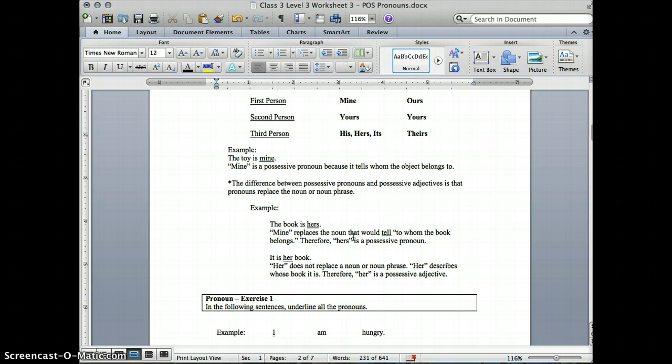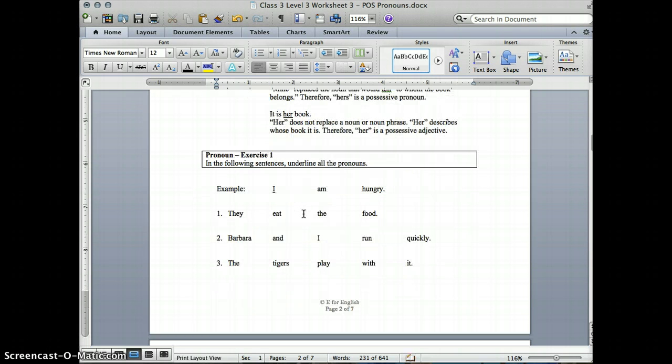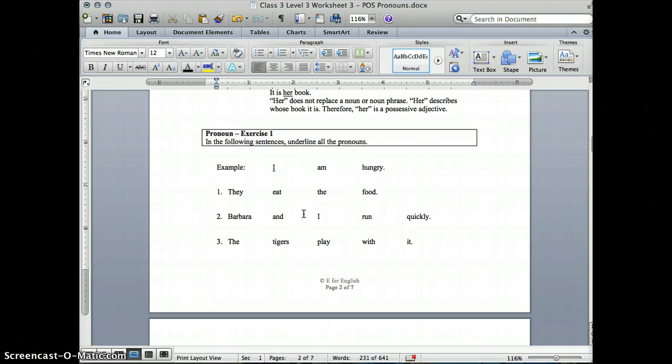If that's still a little confusing for you, don't worry about it. Let's just get through the worksheet. So first, let's look at exercise 1. In these sentences, we have to underline all the pronouns that we can find. So instead of underlining, I'm actually going to be highlighting them in yellow because it's a little easier for you guys to see. So let's look at the example.